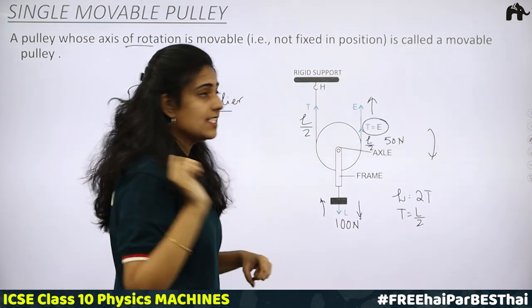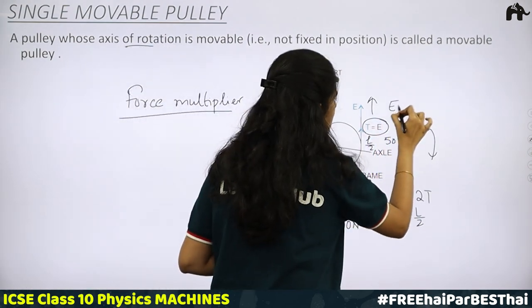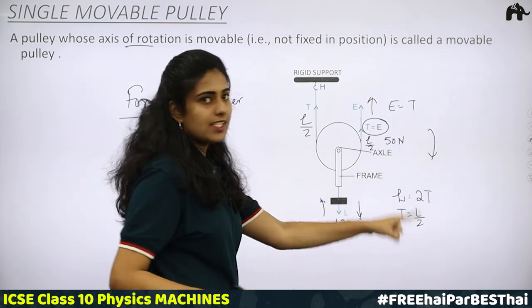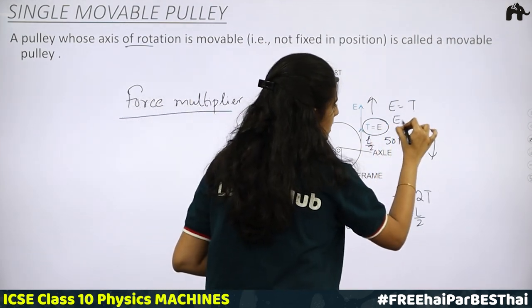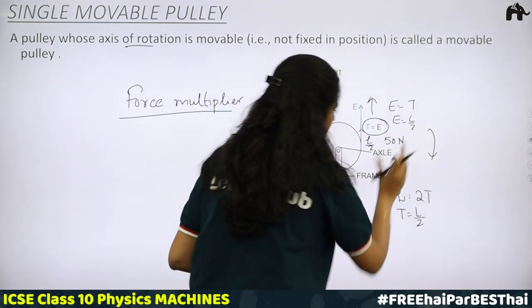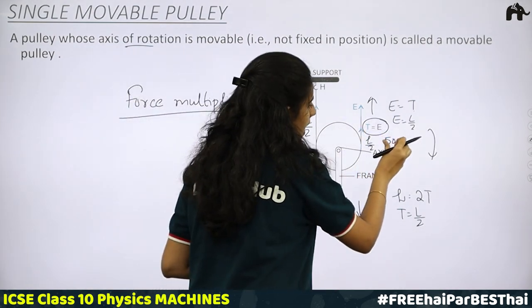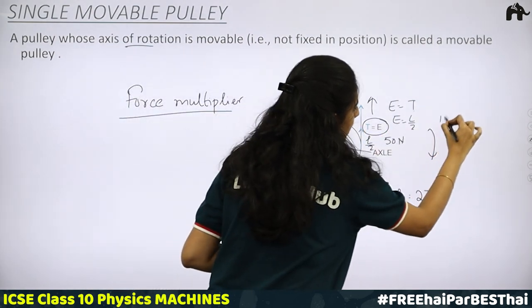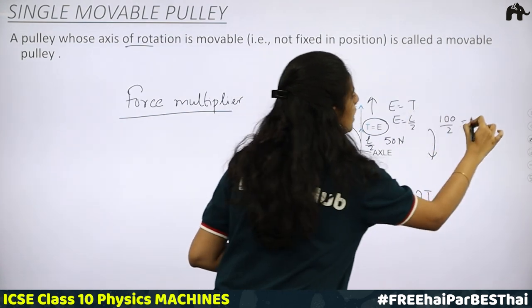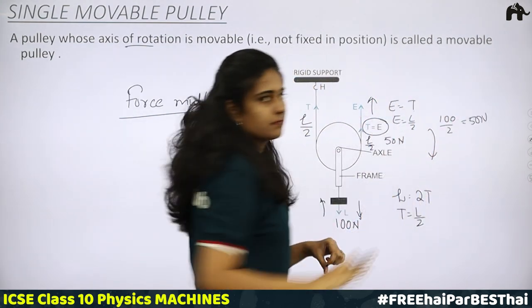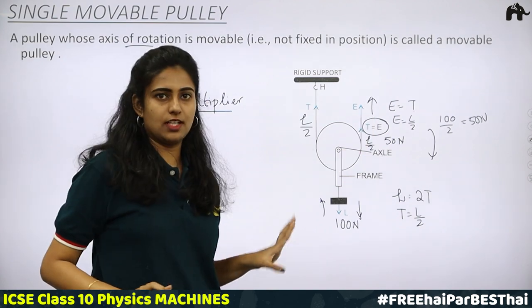Okay. Then what is the effort? Effort, we know, is the tension. Here the tension is L divided by 2. E is equal to L by 2. So this is how you are getting it. When a 100 Newton load is to be lifted, you just need to apply 100 divided by 2, which is 50 Newton of force. Okay, the effort is just 50 Newton.